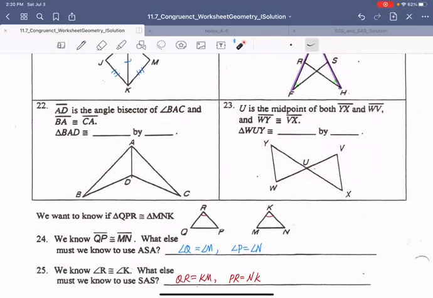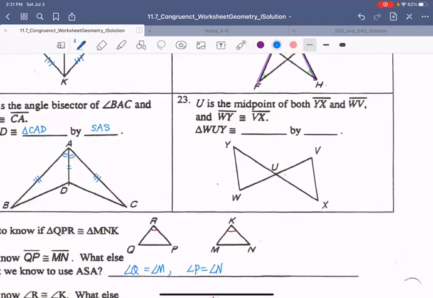AD. So angle BAD and angle CAD are congruent. And then line BA and line CA are congruent. AD is congruent to AD. So triangle BAD is congruent to triangle CAD by SAS. Okay, very good. 23.